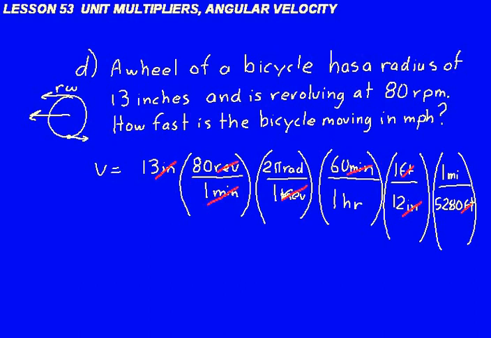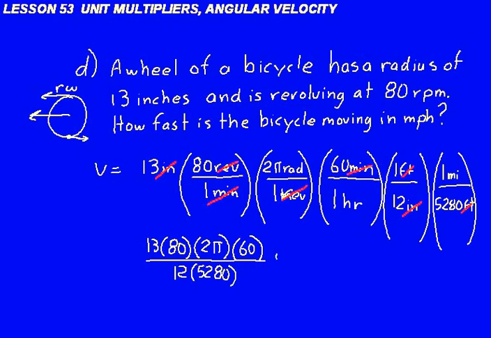So we just write out all the factors, 13 times 80 times 2 pi times 60 over 12 times 5,280 miles, we'll just say MPH, miles per hour.